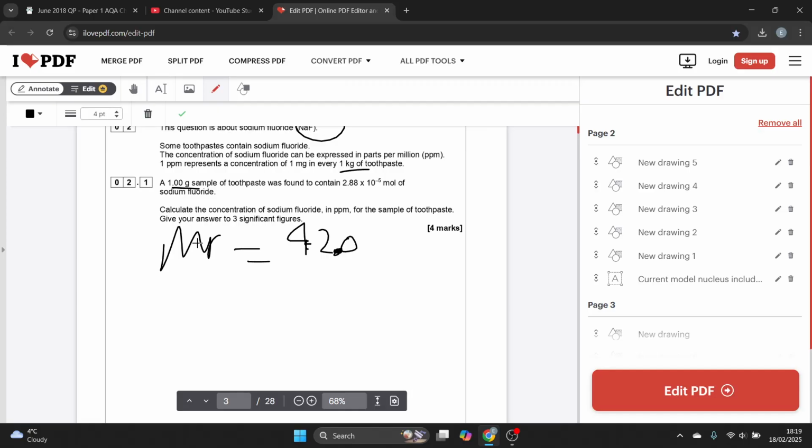Now if I want to find out the mass of sodium fluoride in 1 gram, the mass is the moles times by Mr, so it's going to be 2.88 times 10 to the power minus 5 times 42. That gives 1.210 times 10 to the power minus 3. And that's in 1 gram, right? Then I want to find it in 1 kilogram.